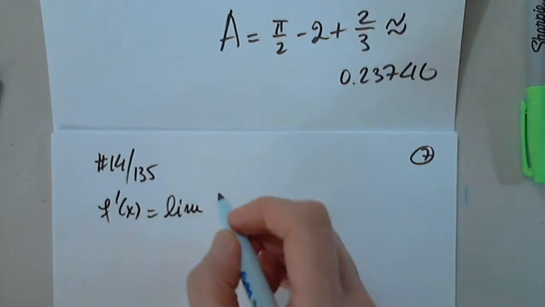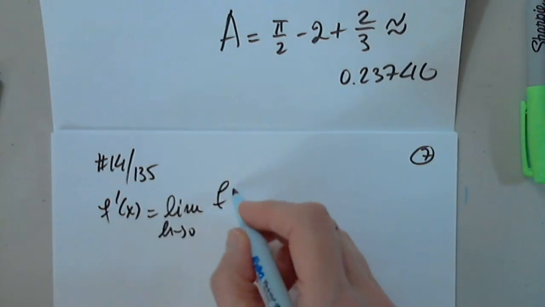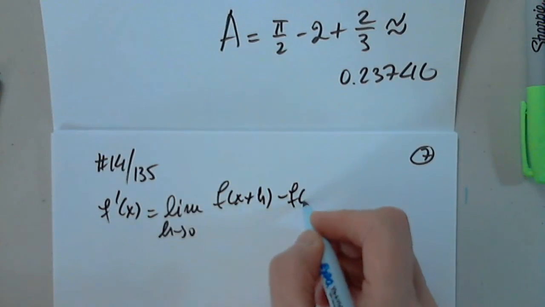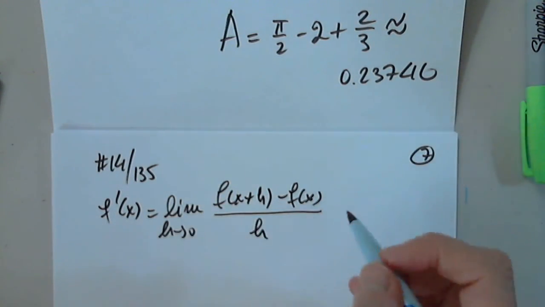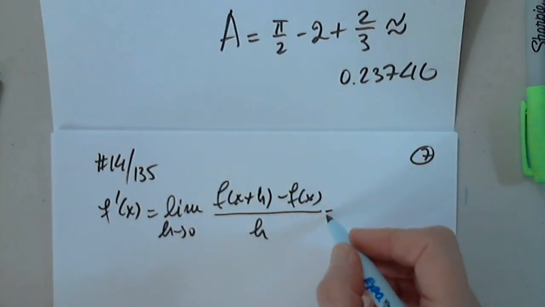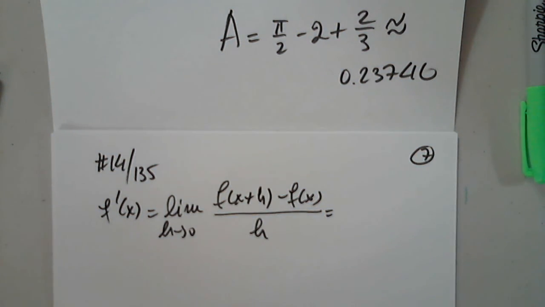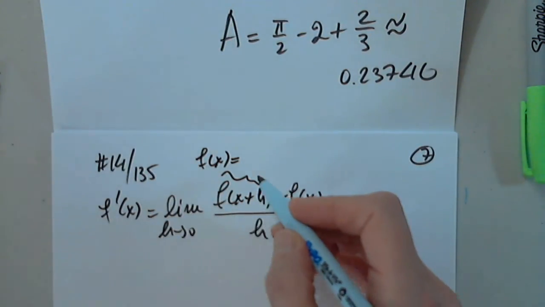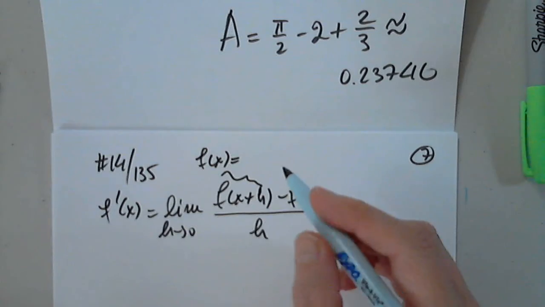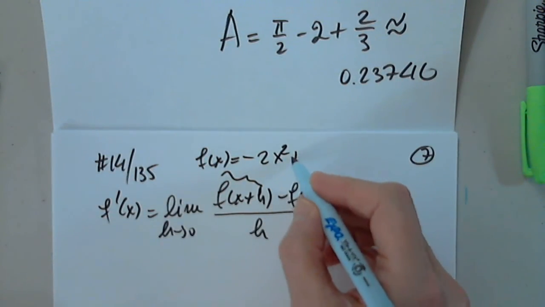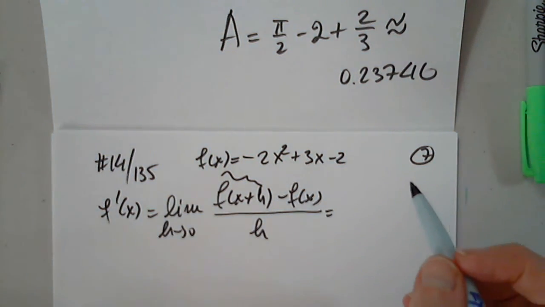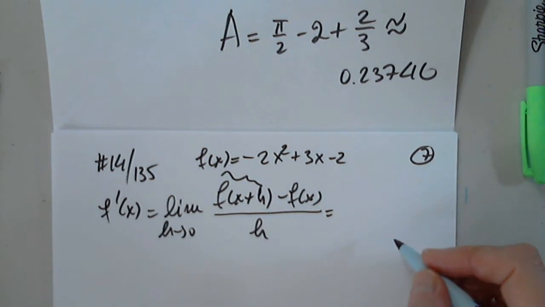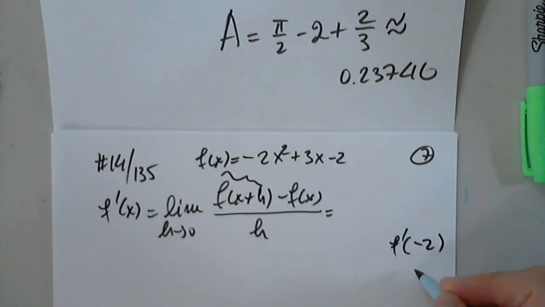So this is the limit as h approaches 0 of f of x plus h minus f of x divided by h. So this is the derivative. Remember, we always have some preps to work on, and this is the first prep. And the function, let me copy the function. Okay, so negative 2x squared plus 3x minus 2. And after that, they want f prime of negative 2, f prime of 0, and f prime of 1.